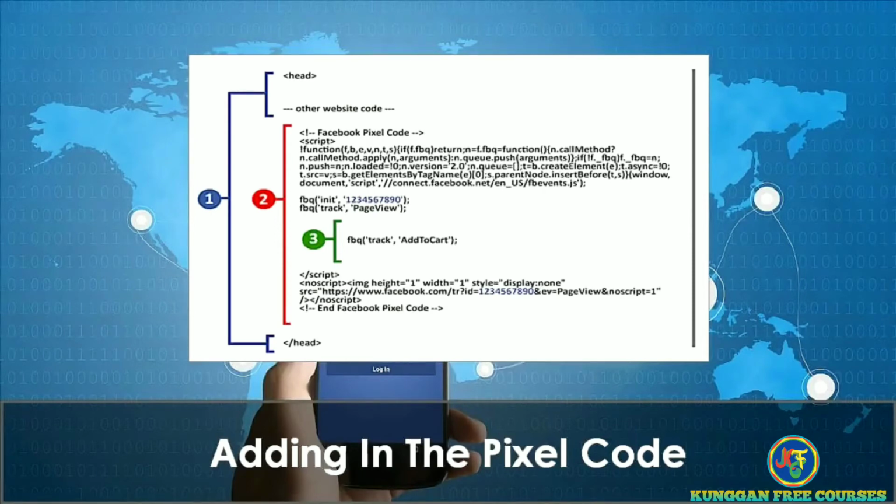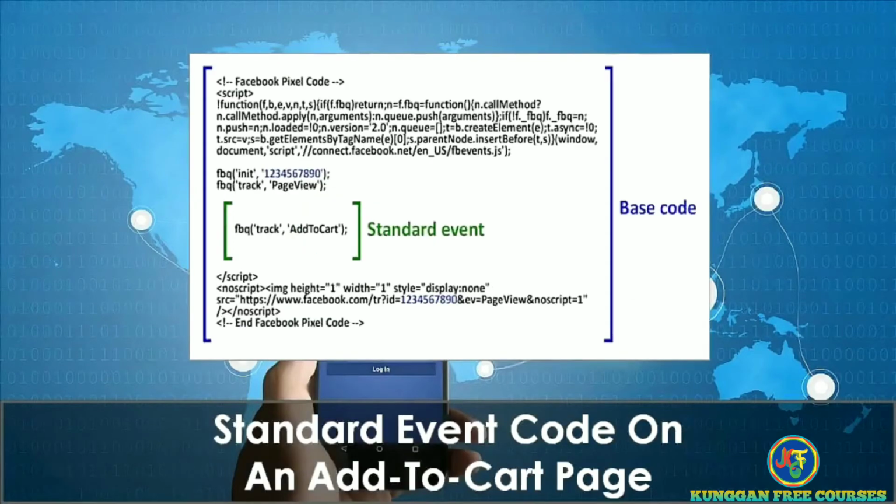Next, your Facebook pixel code will appear like the diagram above, except that your pixel ID will be different from the 10-digit code above. Code example. Lastly, in your Facebook pixel code, above the closing script tag, paste the standard event code that is relevant to your page, for example, Add to Cart button.